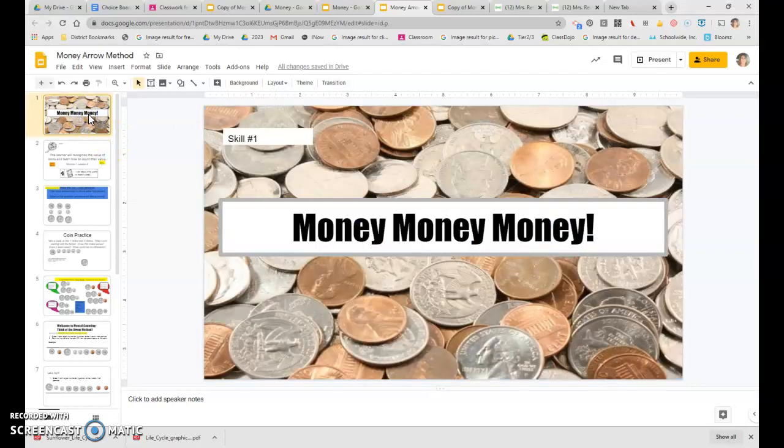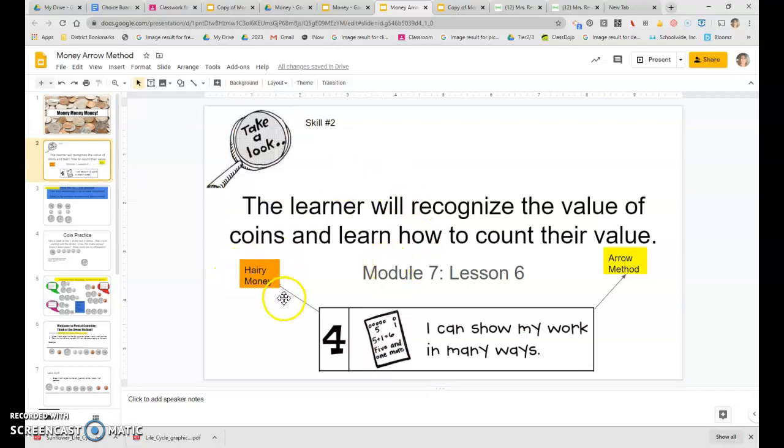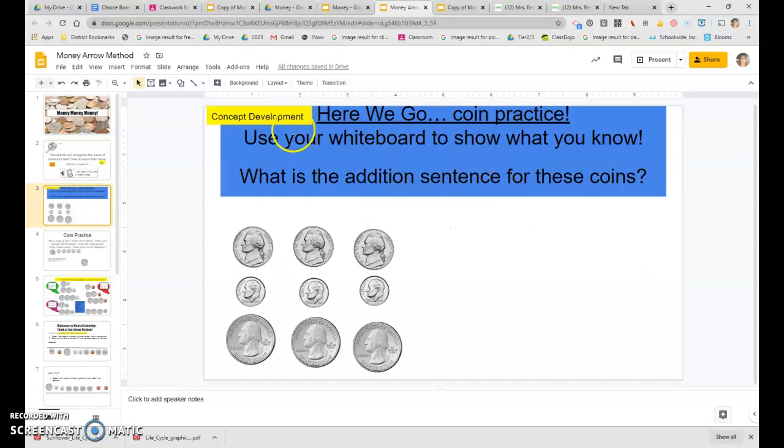We're going to learn some more about money today. We've already been talking about hairy money and how to recognize the value of coins and how to count their value using that method. Today we're going to talk about the arrow method, okay? So we can show our work using that particular method as well. All right, let's take a peek at this.